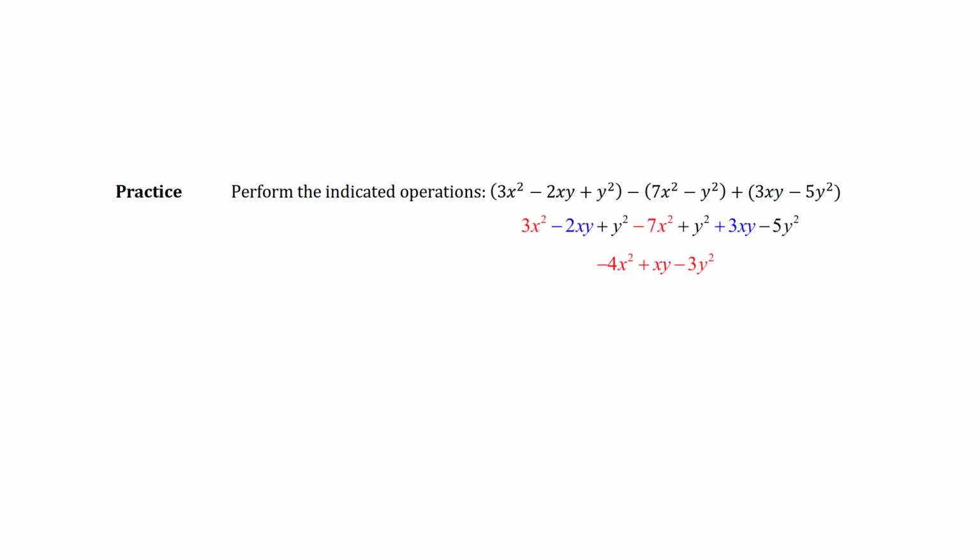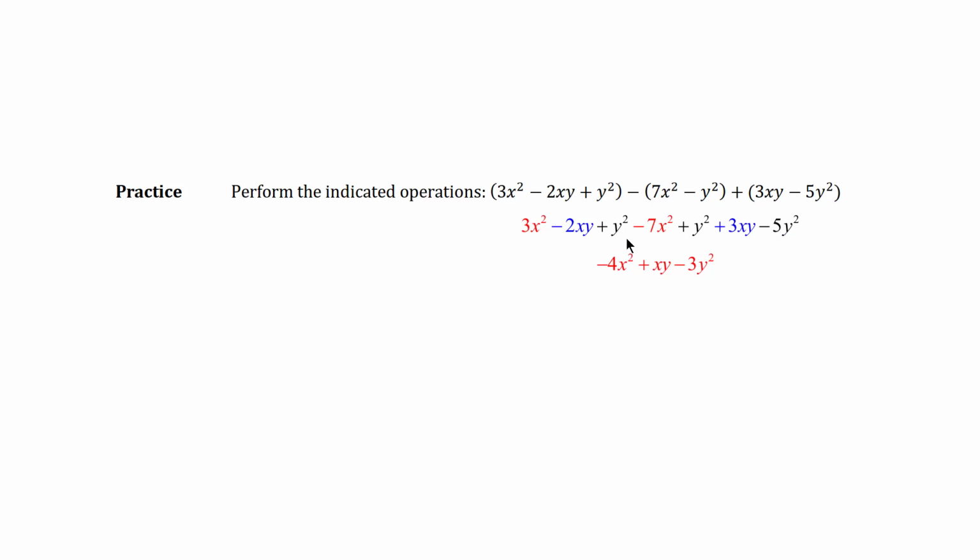Alright, so let's go over the solutions. First we bring down the first polynomial, and then we distribute the negative to the second polynomial, and then we bring down the third polynomial. The result is 3x² - 2xy + y² - 7x² + y² + 3xy - 5y². Next, we combine like terms.